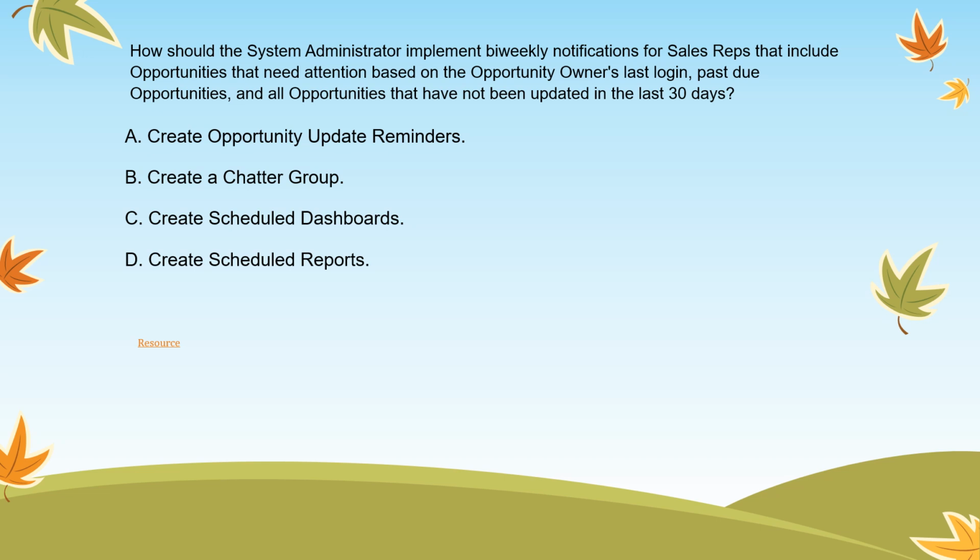So if you created a scheduled dashboard, it would not be able to be scheduled based on their last login. And create scheduled reports. So scheduled reports would have the same problem as the scheduled dashboards, and plus dashboards are contingent on reports, so you could rule those two out right away, C and D. So then we have create a chatter group, which we know is not going to work. So the best possible answer is create an opportunity update reminders.